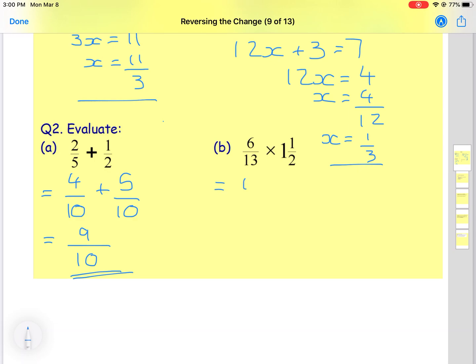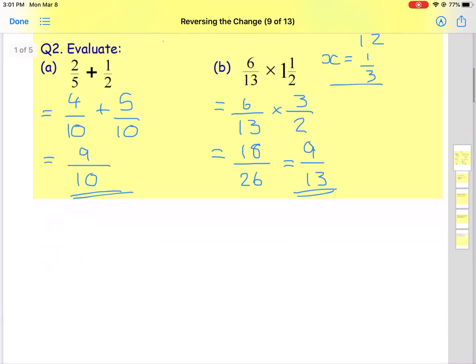Question B, we have got to first change the 1.5 into a top-heavy fraction before we can multiply. So that gives us 1 times 2 is 2 plus 1, which is 3 over 2. To multiply fractions then, we times the two top numbers together to get 18, times the two bottom numbers together to get 26, and then we can simplify, divide top and bottom by 2 to get 9 over 13.